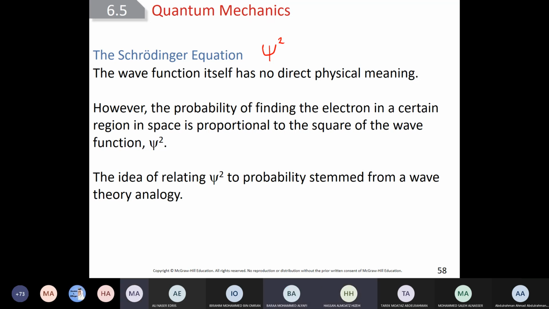Psi squared will be finding the probability of finding the electron. What is it for? Probability to find the electron, and this is psi squared here, very important name.